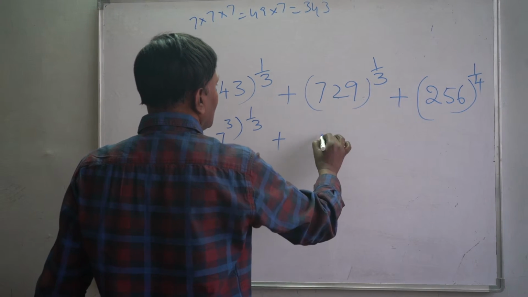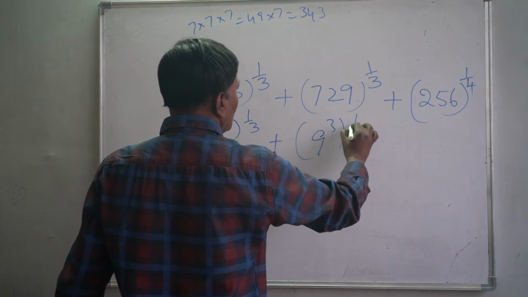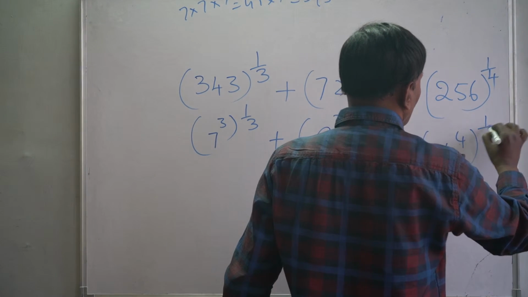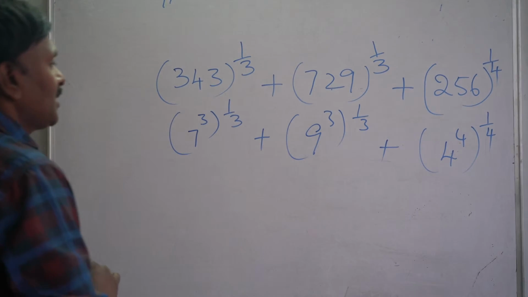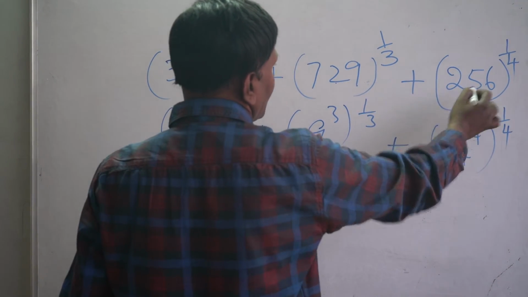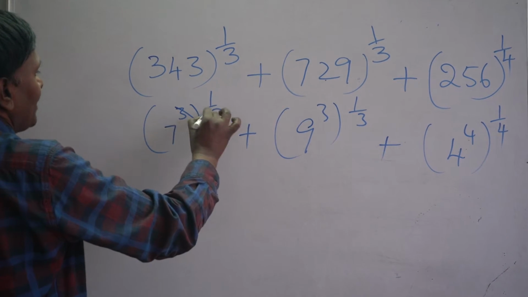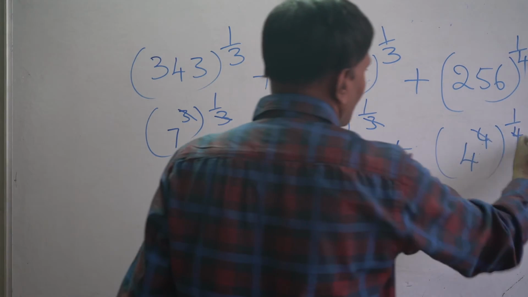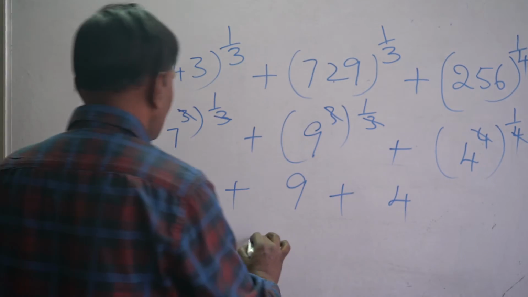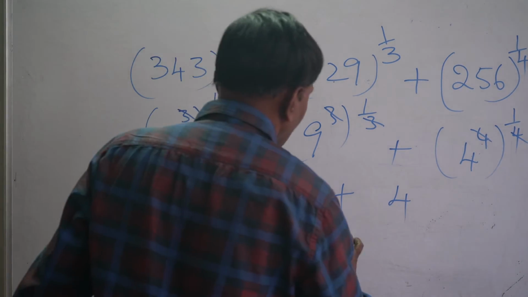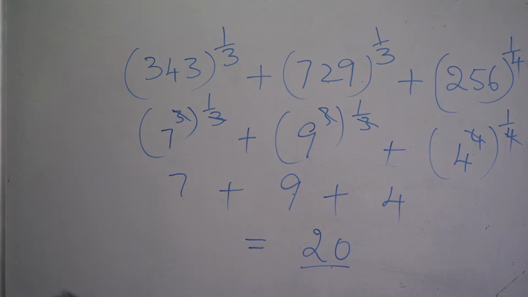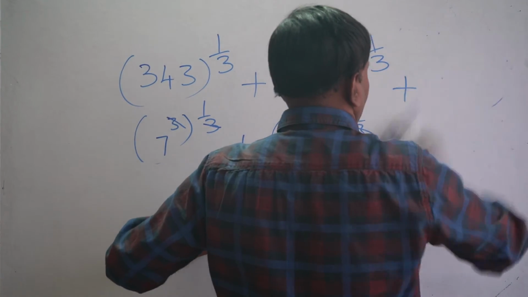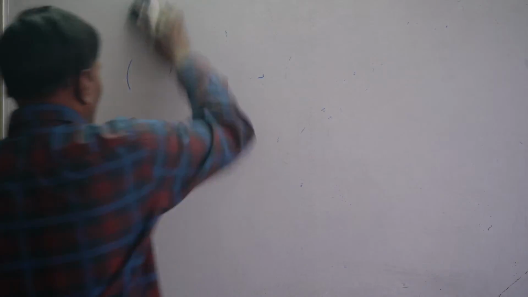Next, this can be written as 9 cube to the power of 1 by 3 plus this can be written as 4 to the power of 4 to the power of 1 by 4. 4 4s are 16, 16 4s are 64, 4s are 256, right? So this and this can be cancelled, so 7, and this can be cancelled, okay? This and this can be cancelled, right? So this is 4. So this is how much? 7 plus 9, 16 plus 4, how much? 20. Okay. Right. Next, we will see one more problem.